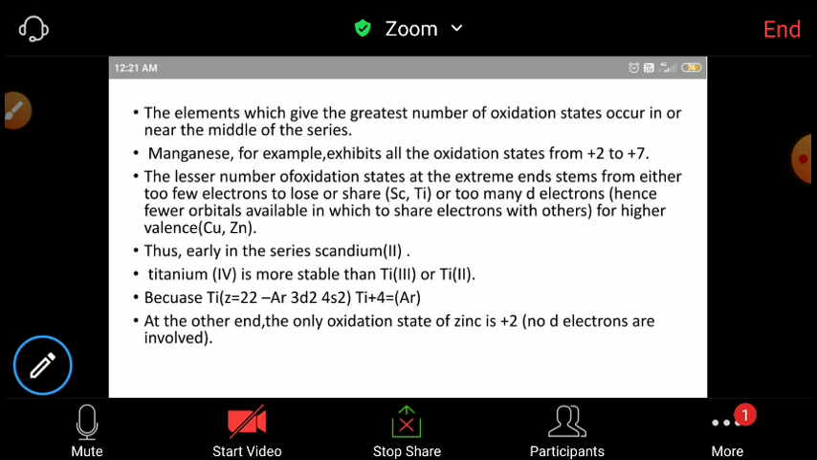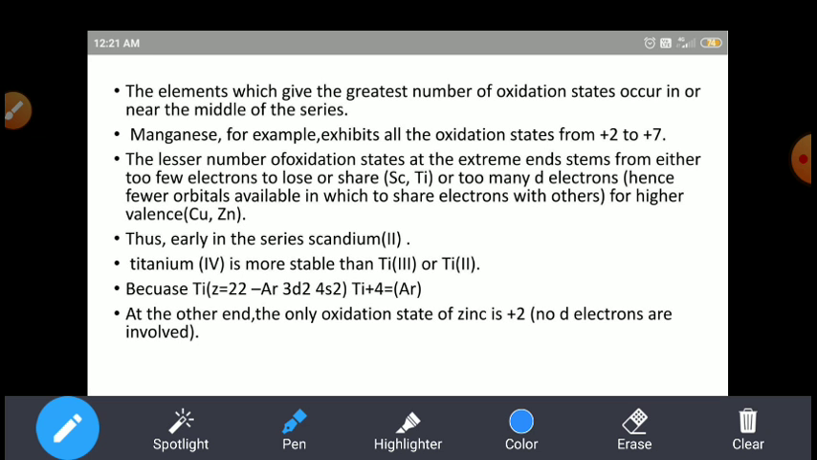Hello students. Scandium exhibiting the +2 oxidation state. Hello, voice is not clear. Just a minute. Hello. Now is it clear, students? Okay.